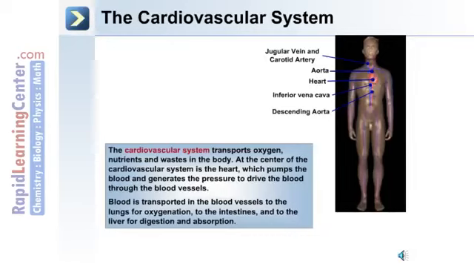Within the abdomen is the inferior vena cava, which brings blood back to the heart, and the descending aorta, which takes blood pumped by the heart out to the lower body. The cardiovascular system transports oxygen, nutrients, and waste. The heart is the center. It pumps the blood and generates blood pressure to drive the blood through the vessels. Blood is transported in blood vessels to the lungs for oxygenation, to the intestines for digestion and absorption.